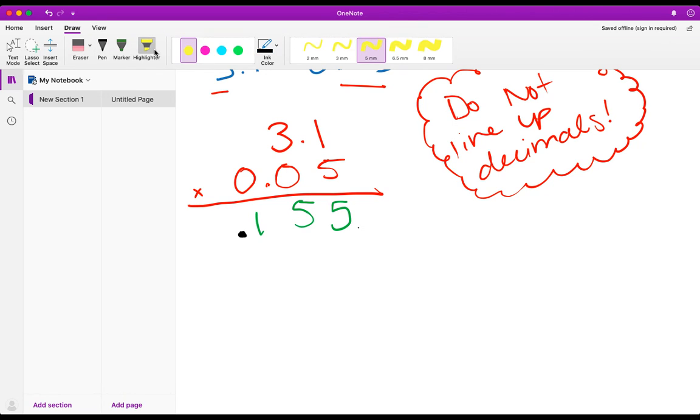Let's go ahead and do the jumping method to check our work. So there's 1 jump for the one on the top, 1, 2 jumps for the one on the bottom. That's 3 jumps all together. 1, 2, 3. Ta-da, it checks out. Our answer is 155 thousandths.